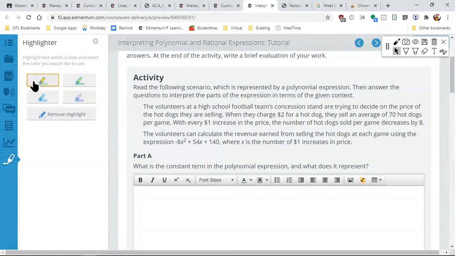So what's going on here? I'm going to use my yellow highlighter, and I'm like, high school baseball, I don't care about any of that. I know that's a terrible way to kind of teach. If you guys like imagining the picture, go for it. Read this, talking about volunteers and football teams. I like getting just straight to the numbers and trying to figure out what those numbers mean. When they charge $2 a hot dog, so what's happening here? Oh, they're charging $2 a hot dog.